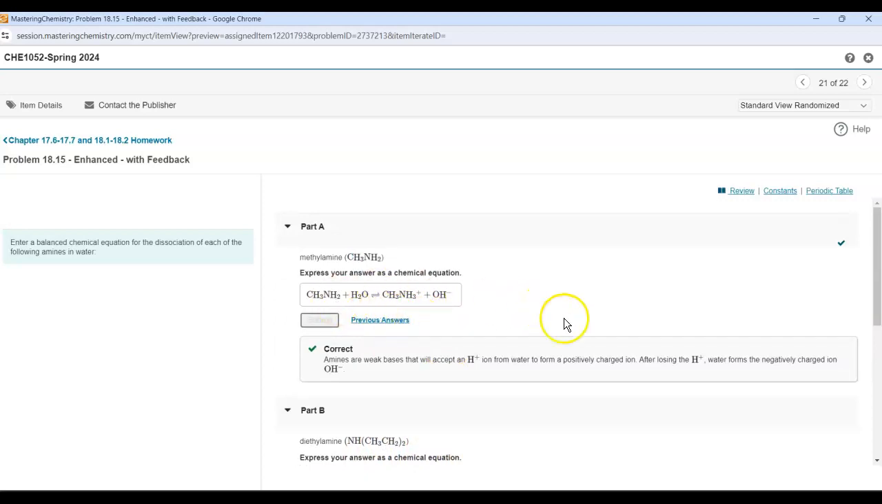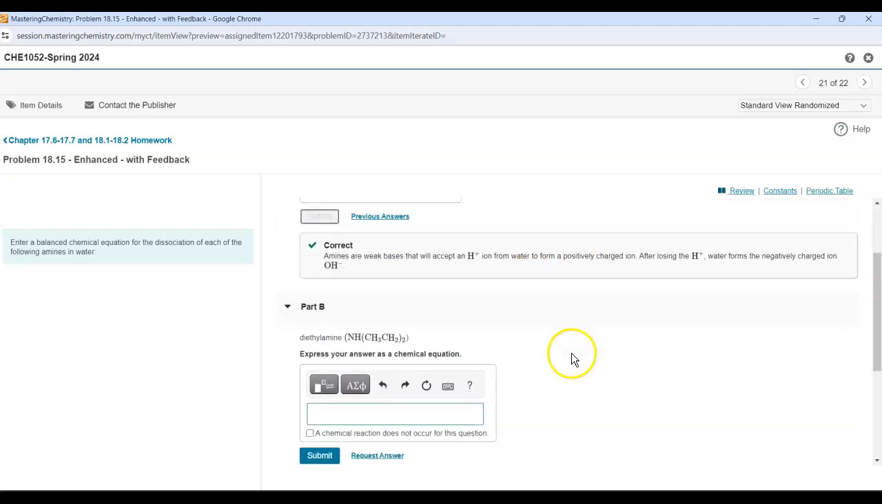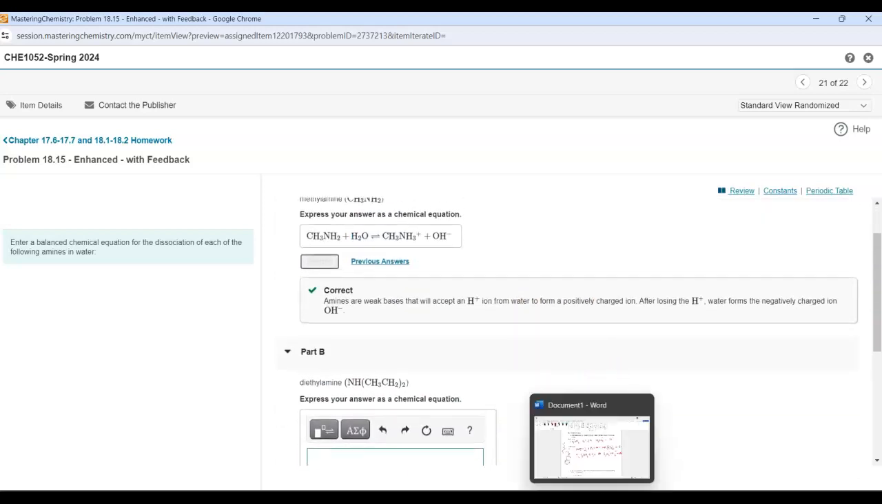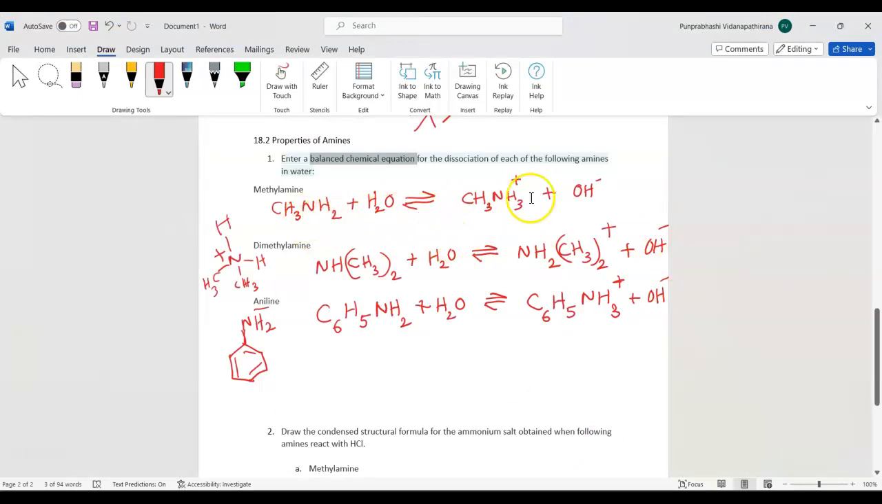the same way, including superscripts and subscripts. And don't forget to put the equilibrium arrow. Okay, it will not accept if you just put the straight arrow. So let me go back to the question. So these are the same way that you have to include or enter the answers in the problem set.